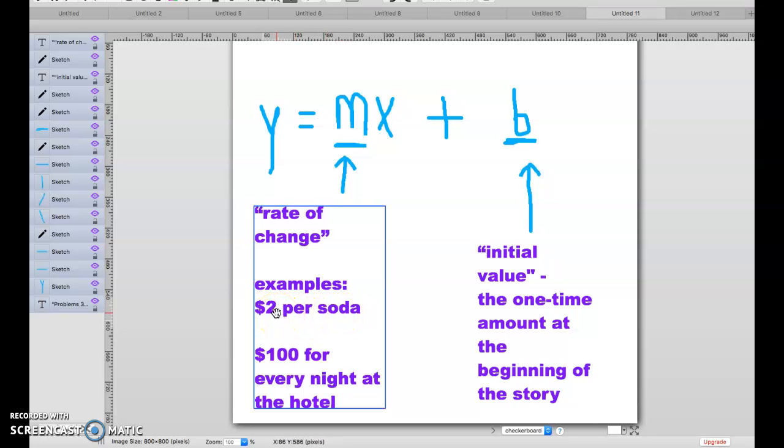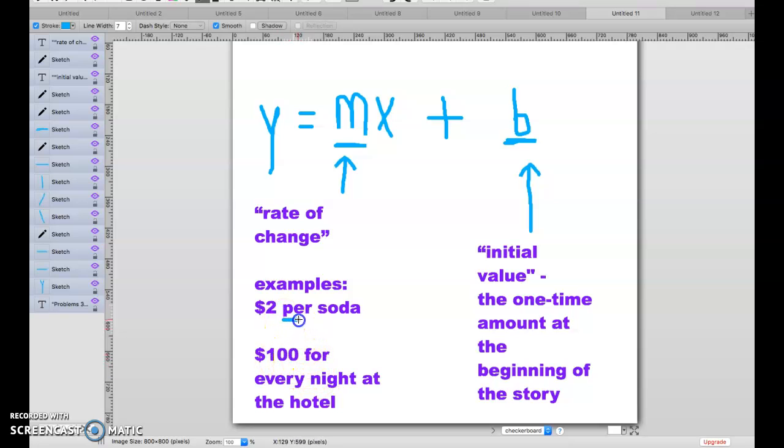These words are just describing how your situation is changing. Here's another rate of change, $100 for every night at the hotel. This describes how much you're going to pay based on how many nights you stay at a hotel. For 1 night, you pay $100. For 2 nights, you pay $200. For 3 nights, you pay $300.